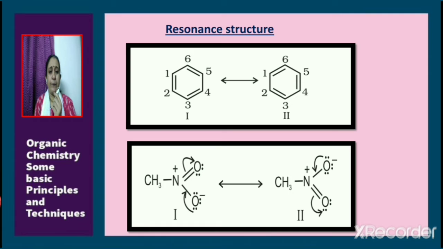Resonance structure. We know that if more than one Lewis structure can be drawn for a molecule, then the actual molecule is taken as a resonance hybrid of the various canonical structures possible. For example, consider benzene. Two different structures possible for benzene are shown here. So the actual benzene molecule will be a resonance hybrid. Now consider nitromethane, CH3NO2. Two different structures are possible for nitromethane, and the actual molecule is taken as a resonance hybrid.